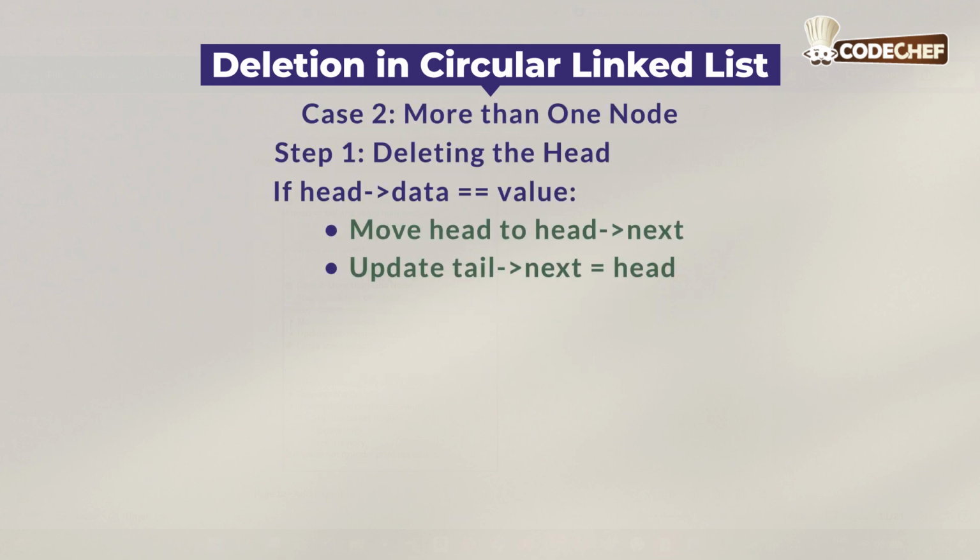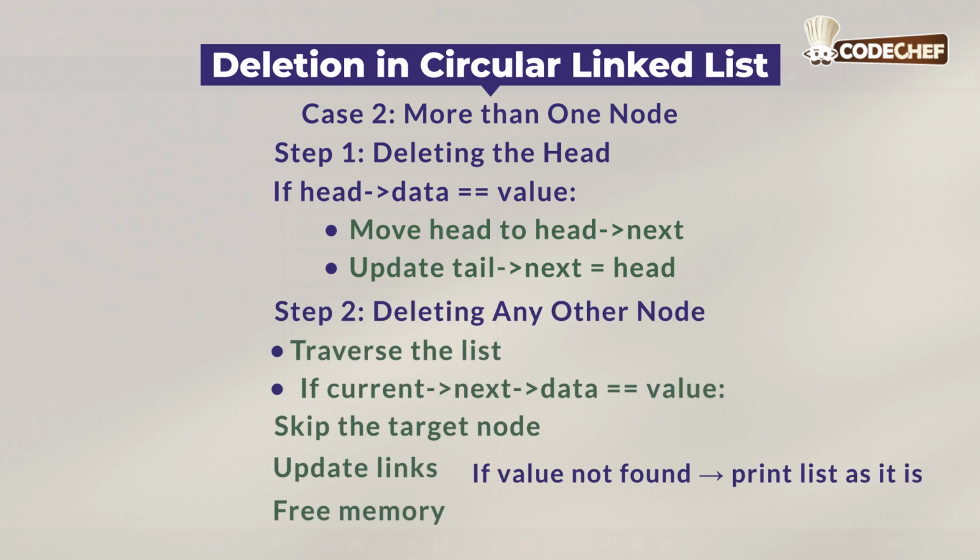Case 2: more than one node. Step 1 is deleting the head. If head's data gives the value, move head to head's next, and then update tail's next to point to the new head. The circle stays intact. Deleting any other node: traverse the list. If current's next data gives the value, skip the target node, update links and free memory. If value is not found, print the list as it is.